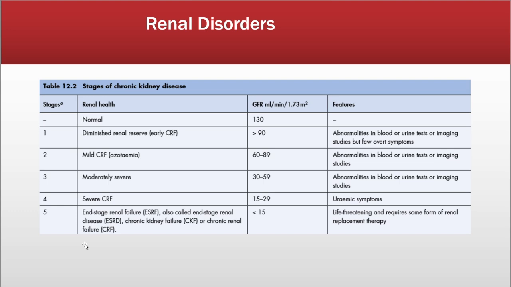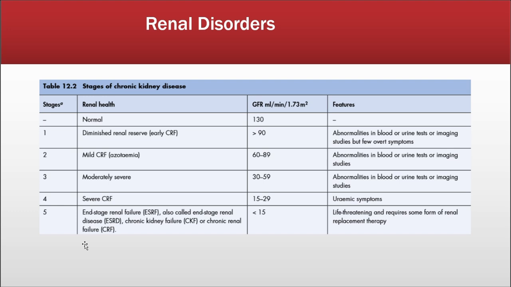Now, it's basically blood passes through the kidneys, gets filtered. The good things can be brought back, and the bad things can be thrown away. The GFR is the glomerular filtration rate. It's the amount of blood that passes through for filtration. So normal, it's up to 130.